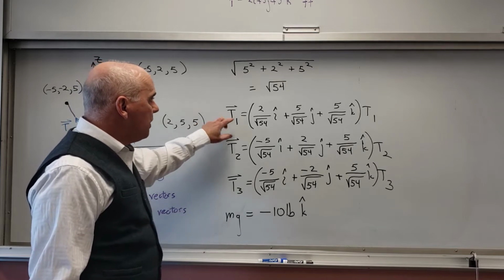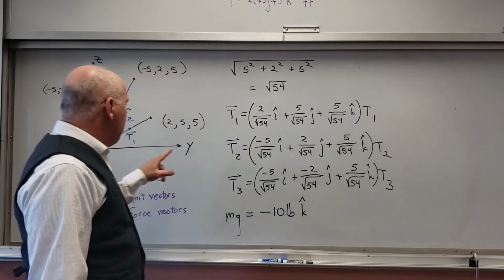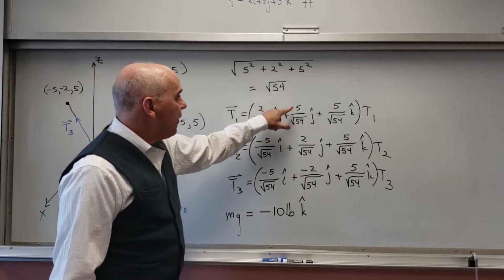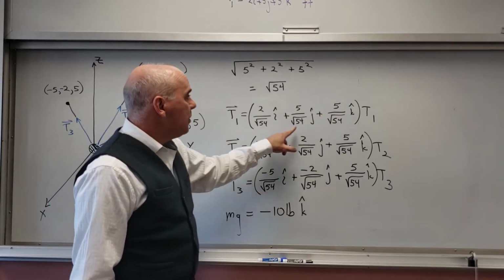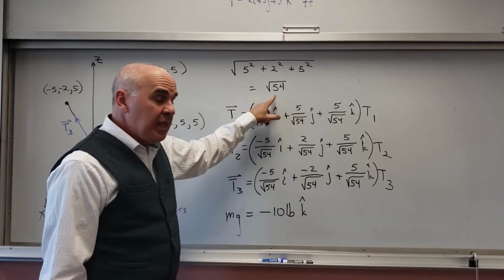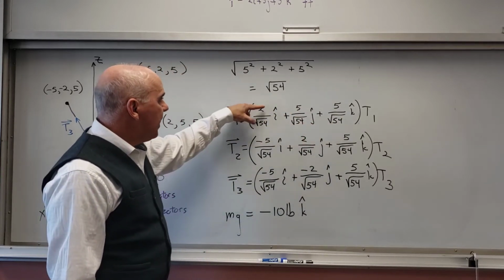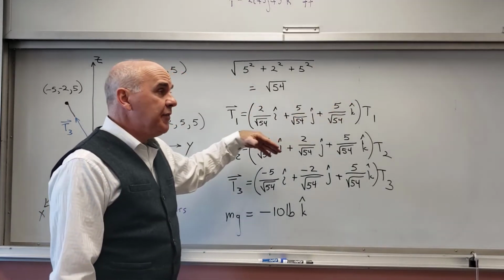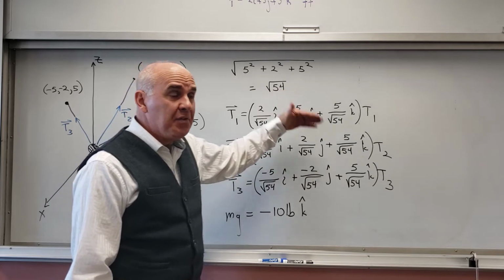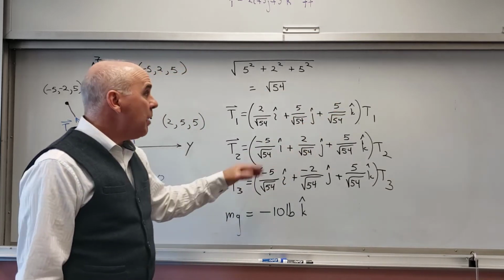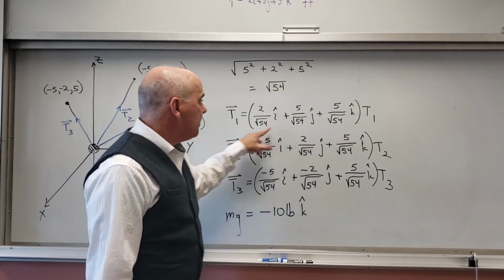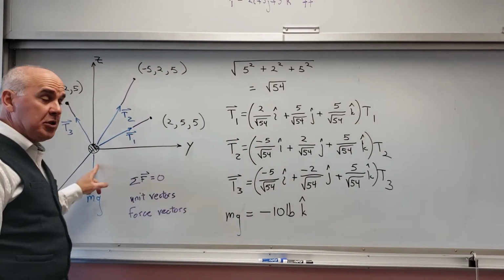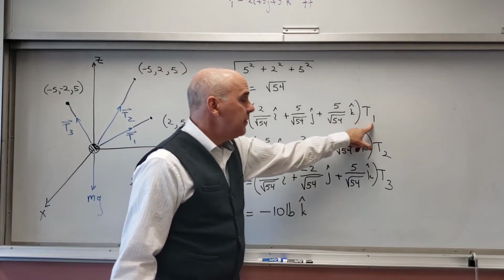So tension number 1, here's the unit vector from the origin to point 1. So 2i, 5j, 5k, all divided by the length, and that's the square root of 54. And so you can see if I had feet up here and feet here, that would all go away. If it was meters and meters, it would go away. If it was inches and inches, or miles and miles, it would go away. The units drop out. And then I multiply this unit vector from the origin to position 1 by the tension.